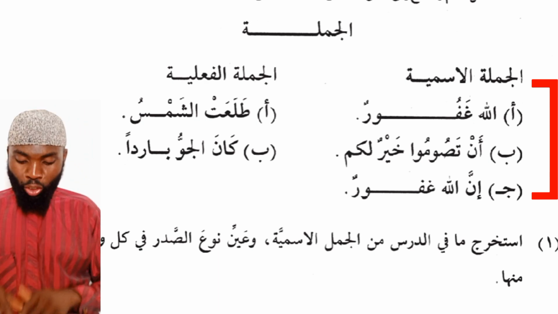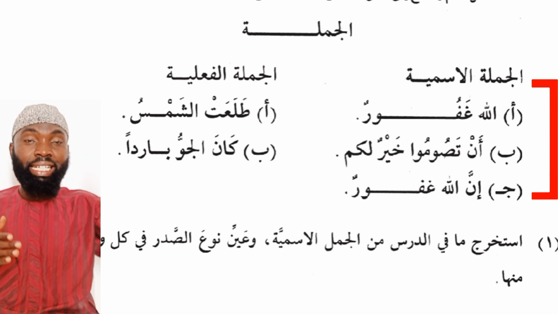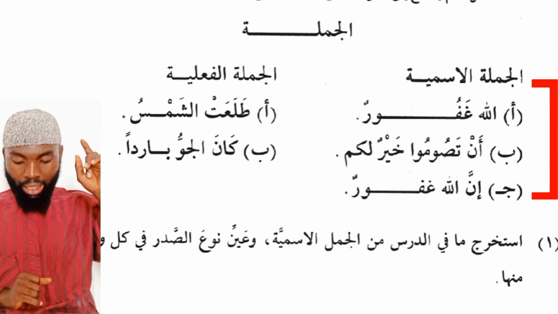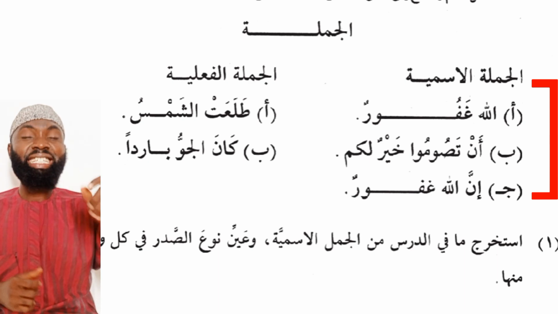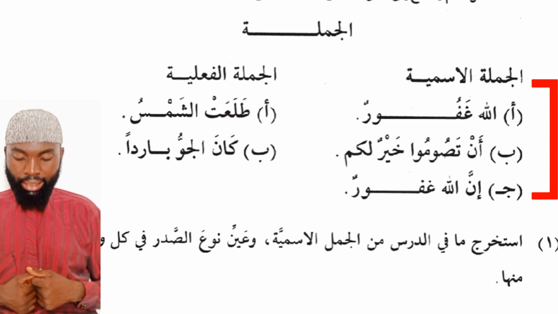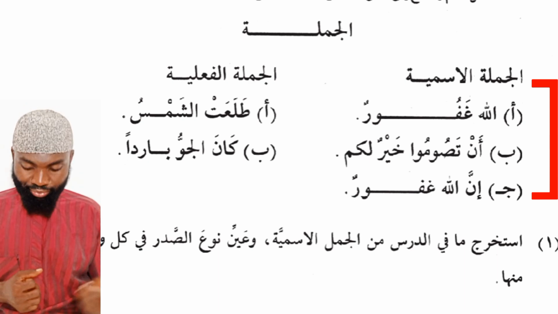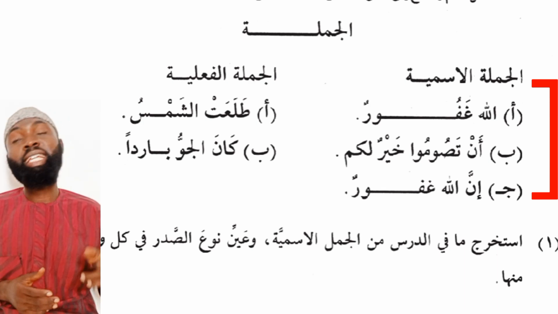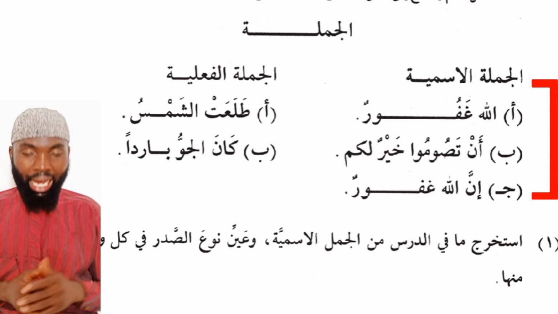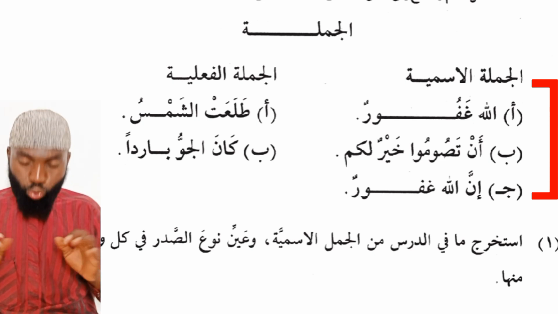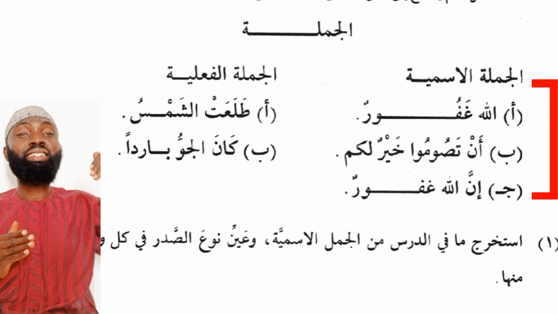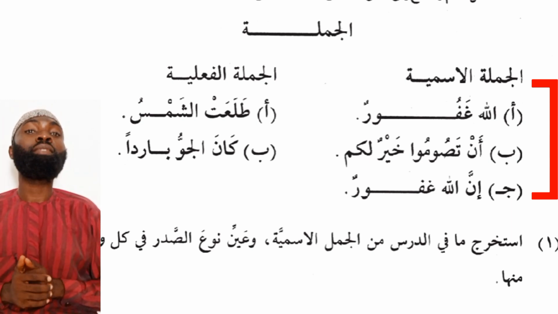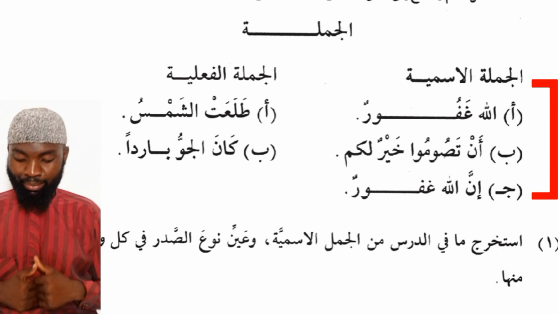Now, we have number one, Allahu Ghafurun. These are under Al-Jumla al-Ismiya, the nominal sentence. Example number one is Allahu Ghafurun. Allah is all forgiving. That is, Allah is a plain noun. But we have antasumu khairul lakum. This is also a nominal sentence because it begins with masdarun awwal. And lastly, we have inna Allah ghafurur rahim. Indeed, Allah is all forgiving, most merciful. So this is beginning with harfun mushabbahun bil fi'l, mashallah.